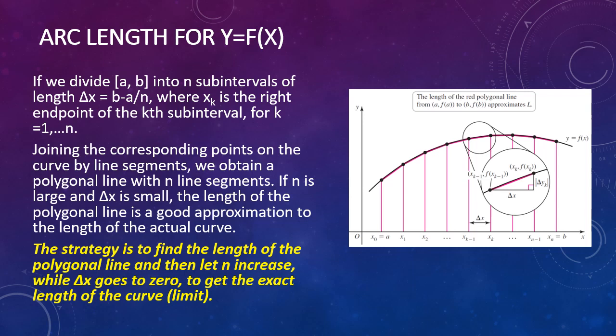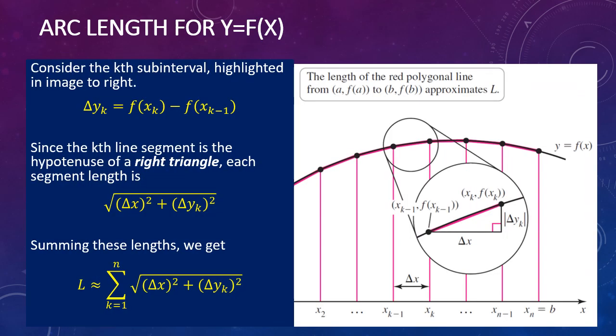The strategy, as we've used before, is to find the length of the polygonal line and then let n increase while delta x goes to 0 to get the exact length of the curve using a limit. So what we have to do is figure out a formula for that polygonal line for each segment and then apply the limit. So let's look at a subinterval much more closely and see if we can figure out a formula for that line segment. Let's consider the kth subinterval highlighted in the image to the right.